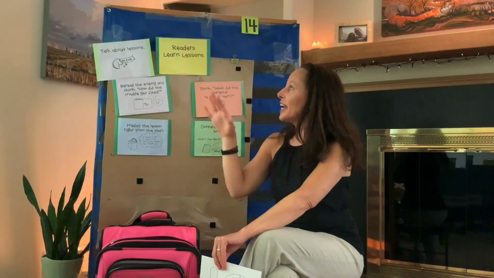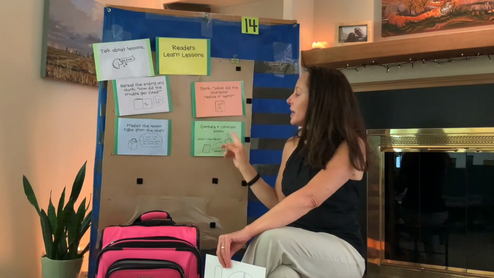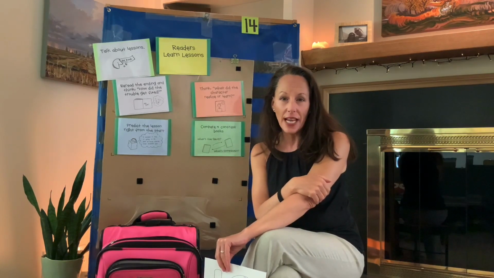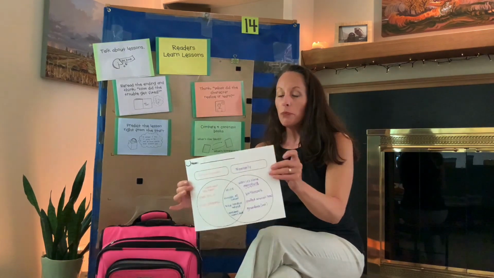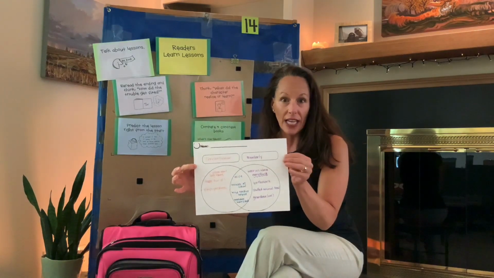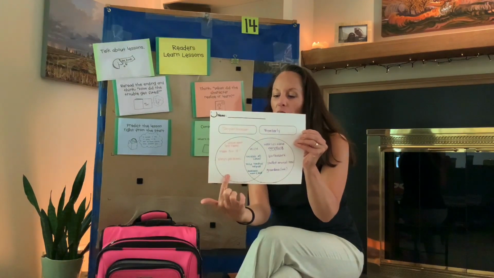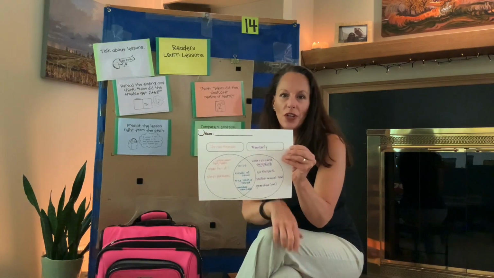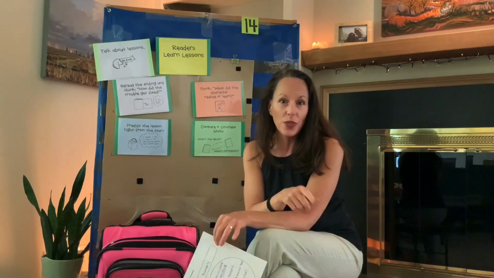Here we are back at the anchor chart. In our Readers Learn lessons, today our focus was on compare and contrast books. Think about ways that they are the same and ways that they are different. Your invitation is to complete a Venn diagram, because a Venn diagram is a great way to organize your thinking to show ways that they're the same in the overlap and then ways that they're different in the outer part of the circles. So cool. So today, have a great time comparing and contrasting books and using a Venn diagram.